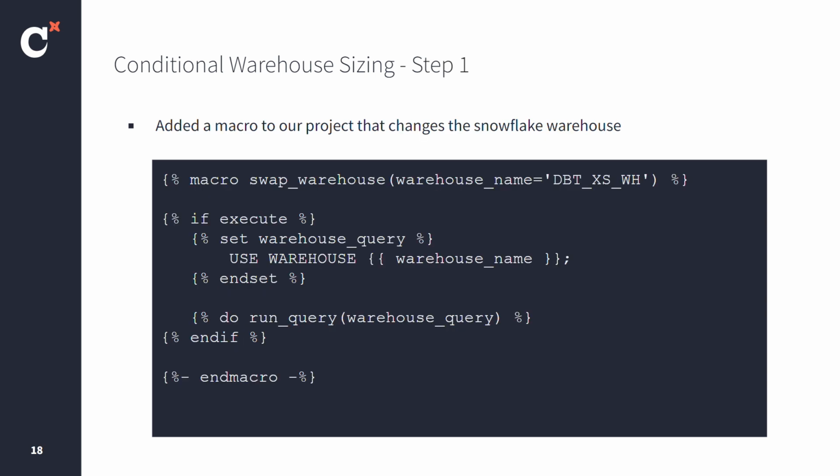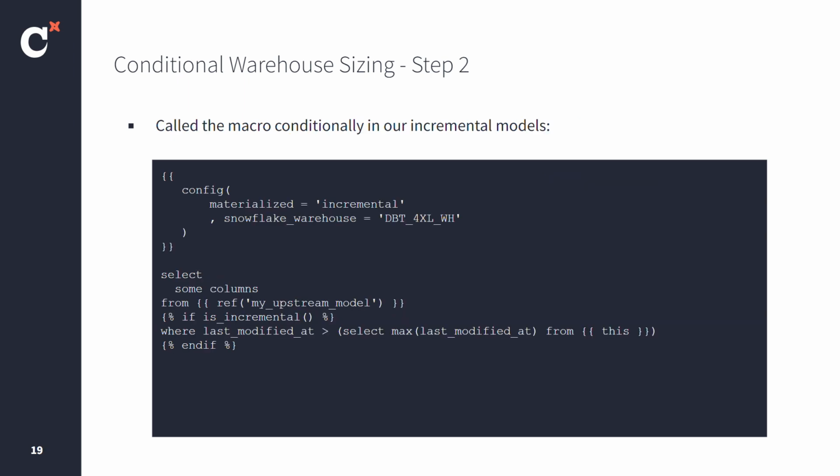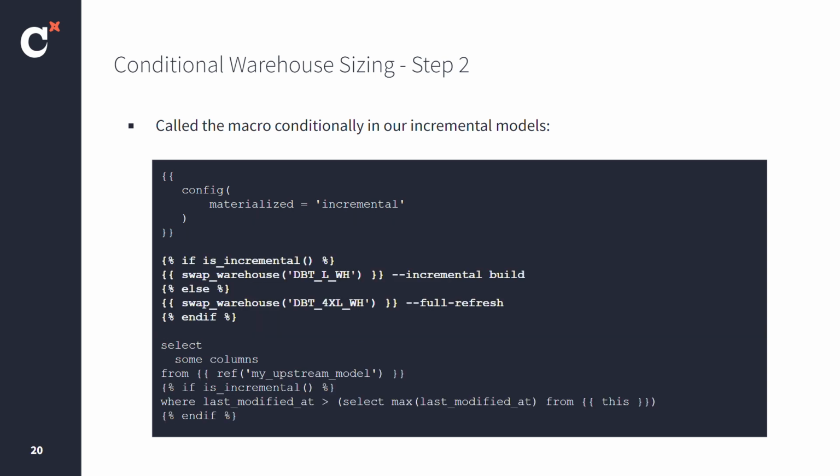So what we did was add a macro to our project, which we call swap_warehouse, and it runs a very, very simple SQL statement that says use warehouse and whatever warehouse name you pass into the macro. And then we call that in our incremental model. So this is what it looks like before. I have this up again so you can notice the difference. And then this is what it looks like now.